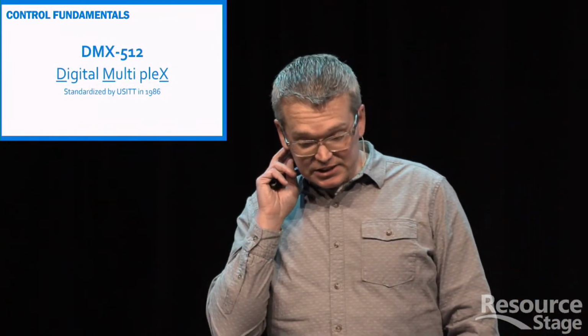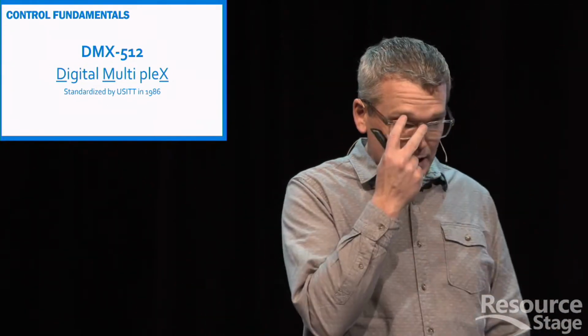In 1986, USITT, the United States Institute of Theater Technology, which is the big brother to CITT in Canada, the Canadian Institute of Theater Technologies, adopted the DMX standard, which later became referred to as DMX 512. And this is a digital multiplex. So if AMX was an analog multiplex, this is the digital multiplex.